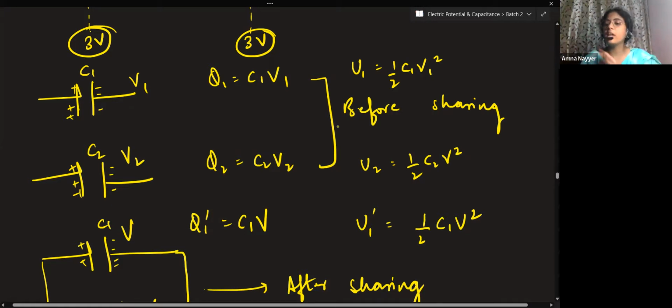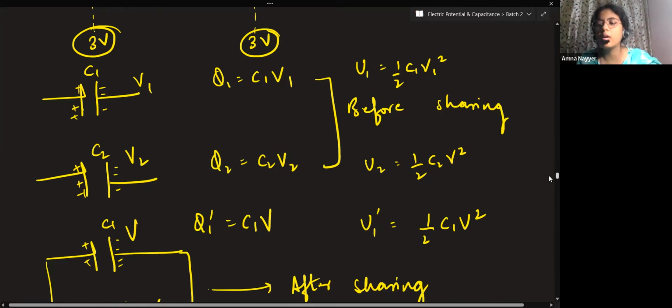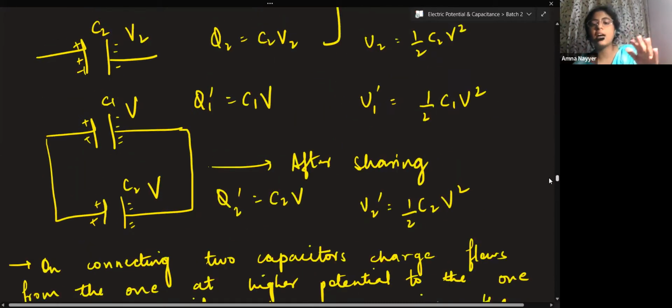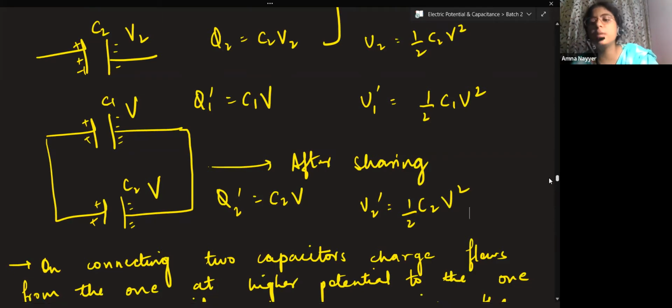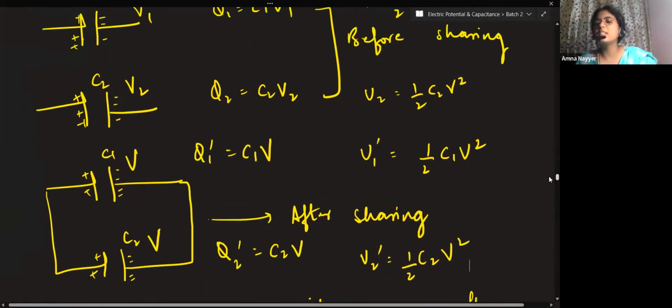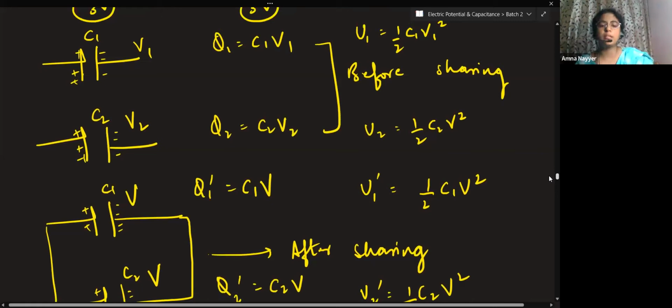Now after you have connected both of them with the help of a wire or any means, after sharing you get the sum of these two energies. So just take out the difference, and you get the loss in energy. This is also one of the derivations that come in your exam, but it is very easy to calculate, just do it by this method.